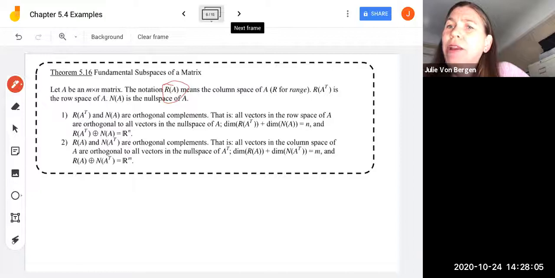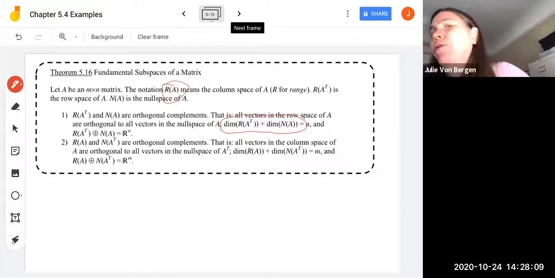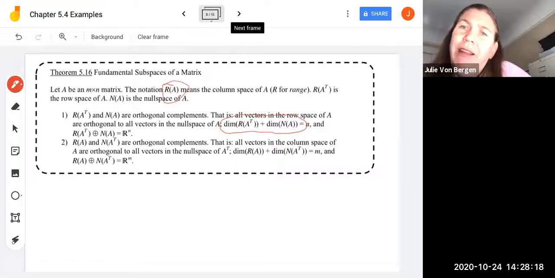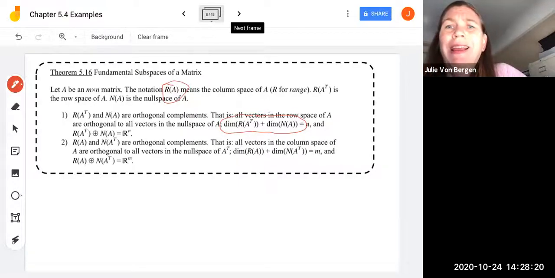And so we can verify the dimension of the row space of A, R of A transpose, plus the dimension of the null space of A equals N, the dimension of the vector space. And we can say the row space direct sum with the null space is going to make up Rn.